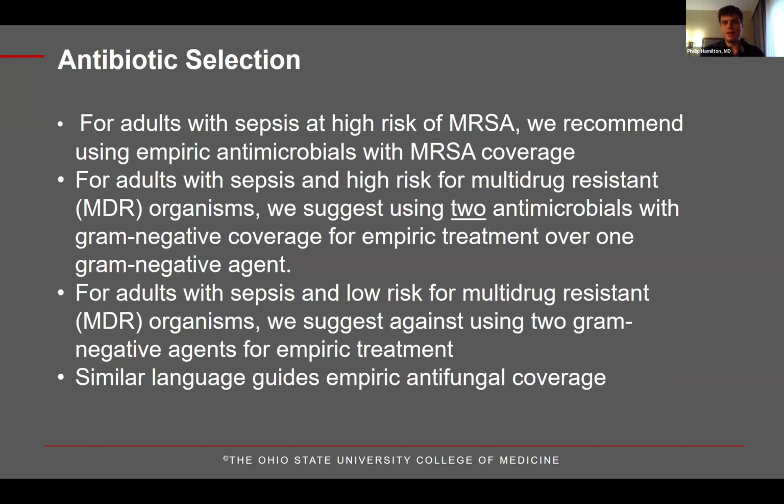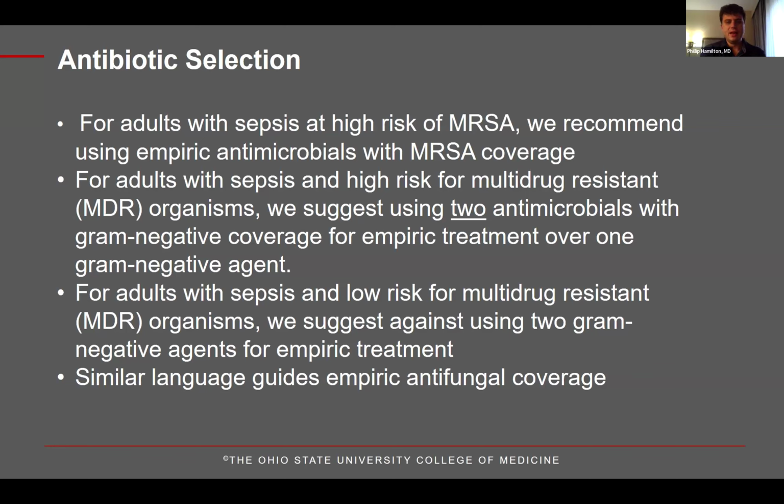And then similarly for patients presenting with multi-drug resistant organisms, if they're in shock and they're at high risk for MDR, think about your patients with bronchiectasis, your patients with cystic fibrosis, people who have been in and out of the hospital who have a culture-proven history of multi-drug resistant organisms. Often they'll recommend using 2 antimicrobials with gram-negative coverage for empiric treatment over single gram-negative agents.